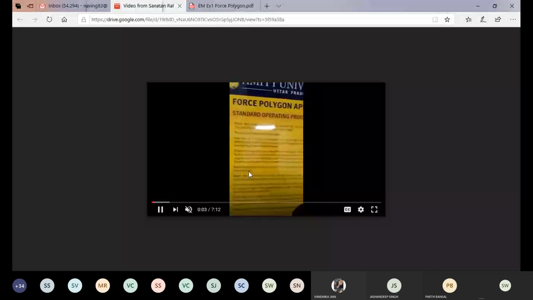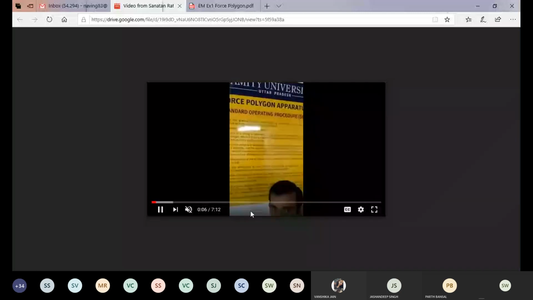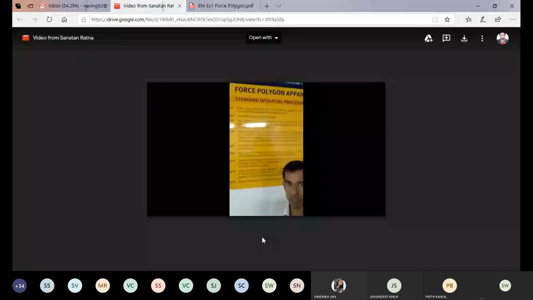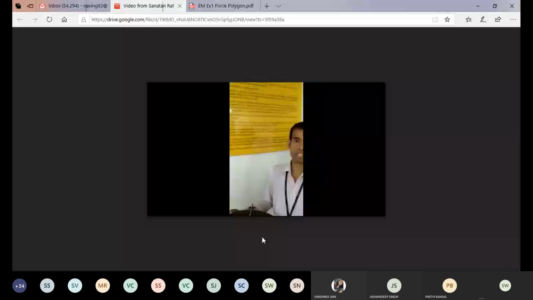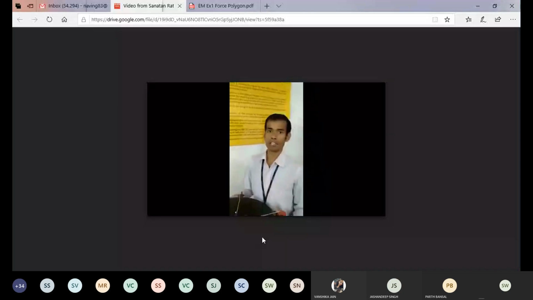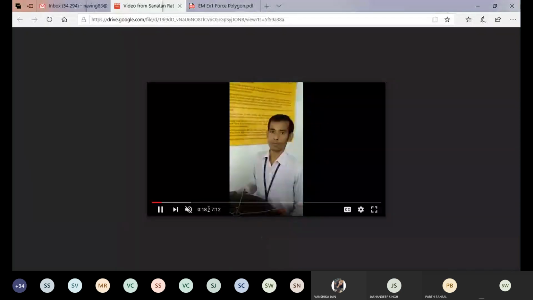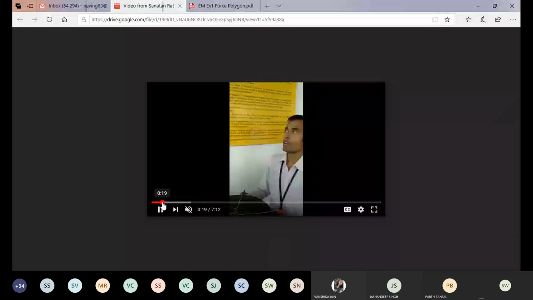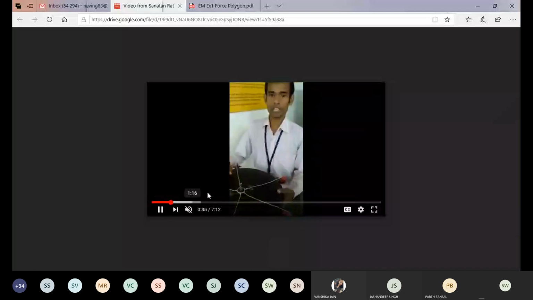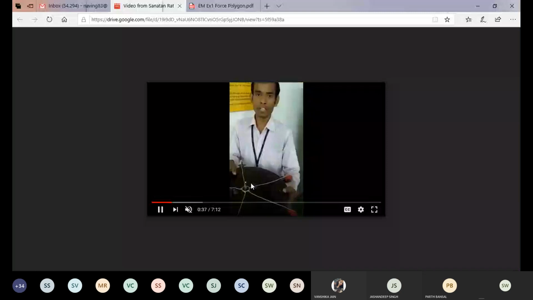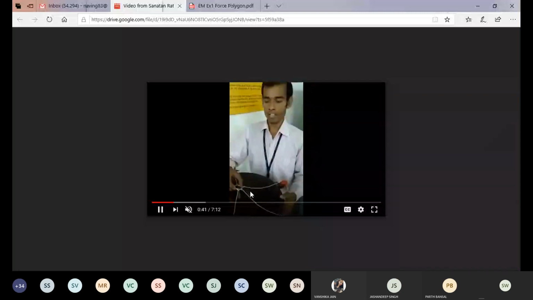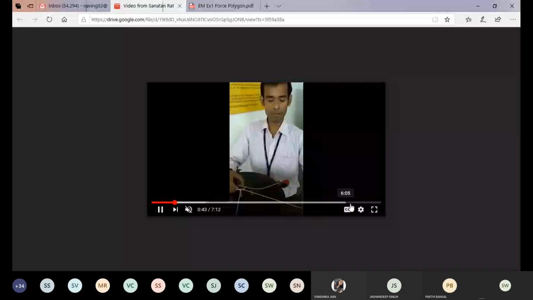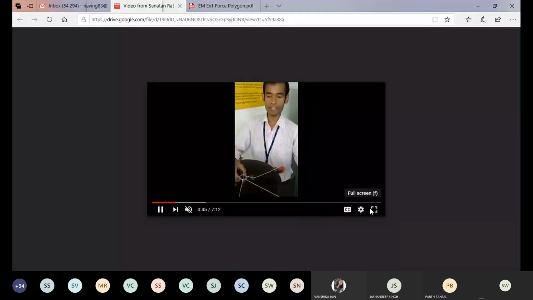See this. This is your lab in which this force polygon apparatus is there, and you can see the diagram here, the force polygon, and this is the actual diagram which is being shown here. I am just making it larger. You can see this is the disc here, and this is the small ring, you know, that I was telling you. Can you see the ring? This is the small ring here.